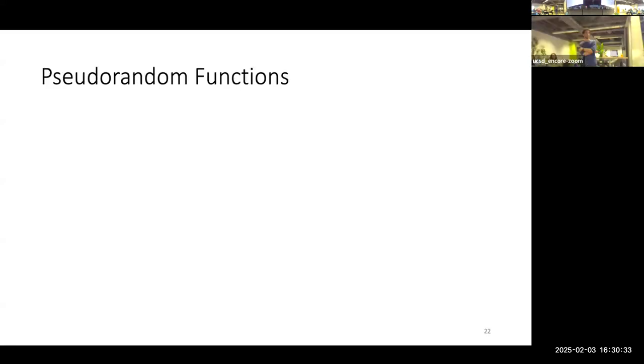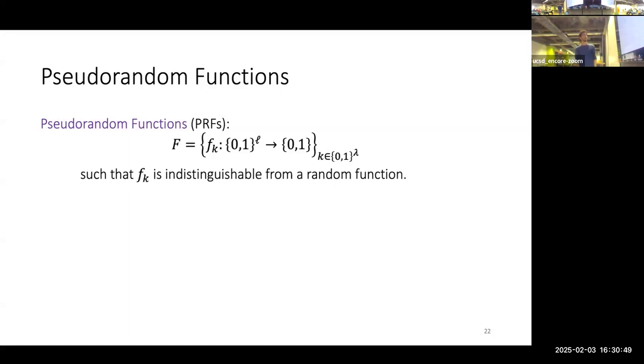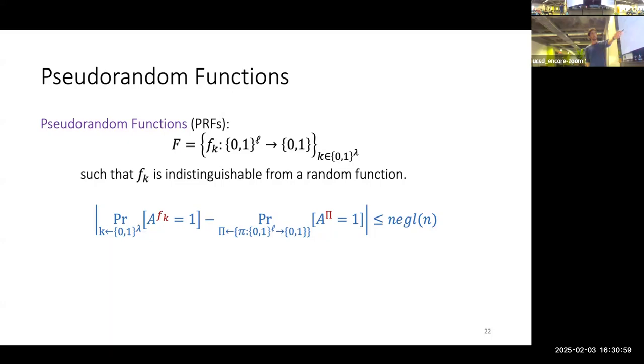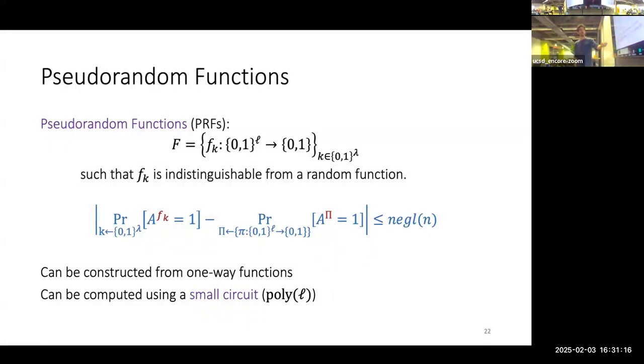Okay. So to construct the circuits, we need to use pseudo-random functions. A pseudo-random function is a family of functions indexed by a secret key K. The security guarantee of this family is that we cannot distinguish a random function from this family from a totally random function. So an efficient algorithm cannot distinguish between getting oracle access to a function in the family and getting oracle access to a totally random one. And we know how to construct pseudo-random functions from one-way functions. They look like random functions, but they can actually be computed using a very small circuit, a circuit of size polynomial in the input.